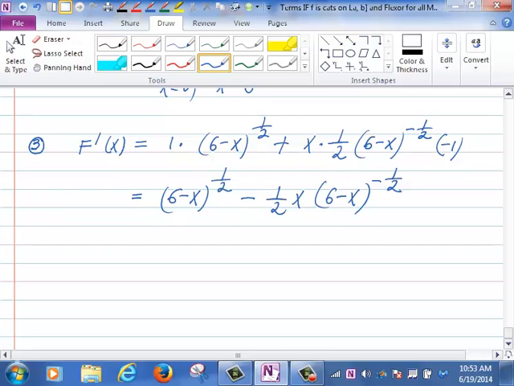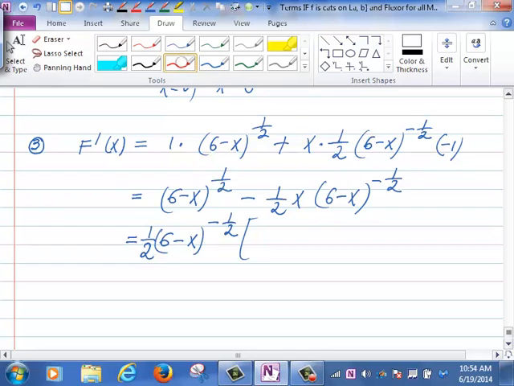There are a couple of things that could be done. One thing we could do is factor out the negative exponent, (6 minus x) to the negative half. If I factor that out, what would I get? In fact, let's factor out the half too. Remember what I said? If you are factoring out something, then inside the brackets, you divide each term by what you are factoring out. So if you divide by what you are factoring out, what do you get?